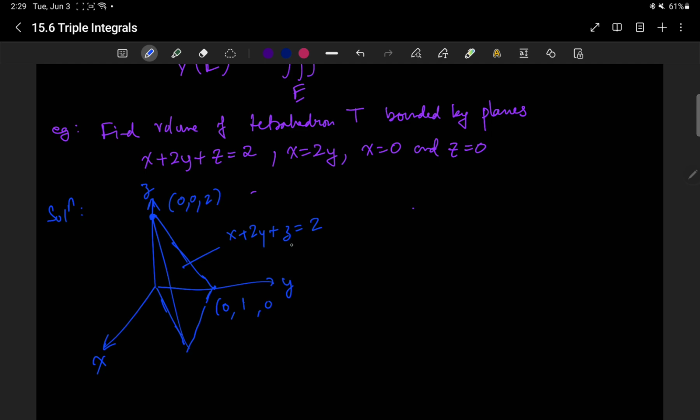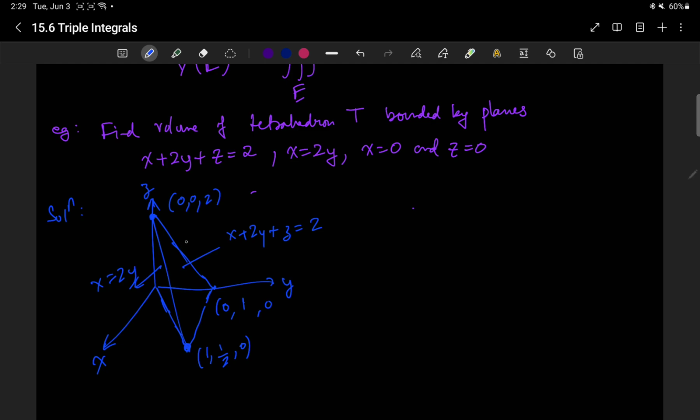y is 0, z is 0, oh, we don't have that because you have x equals 2y. So it has been cut off by x equals 2y, where x equals 2y is this plane. So we have to figure out the intersection point of these two planes. If x equals 2y, this point is going to be (1, 1/2, 0). So this is our shape here that we are working with.